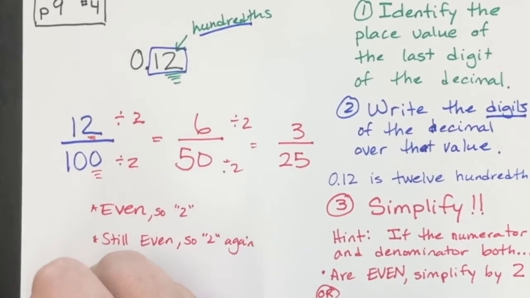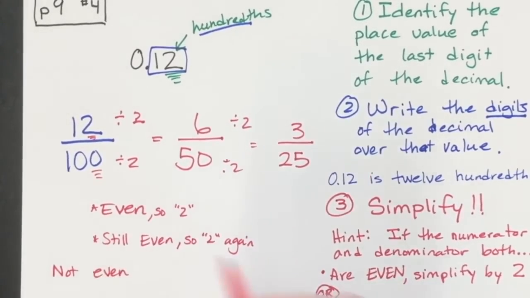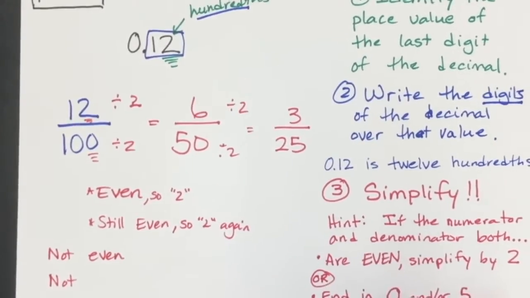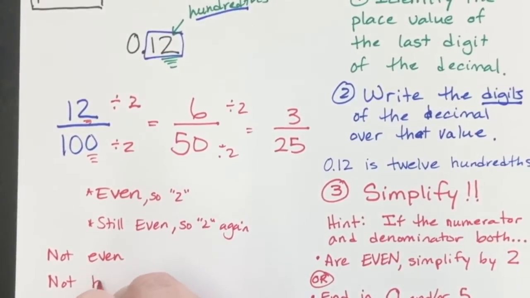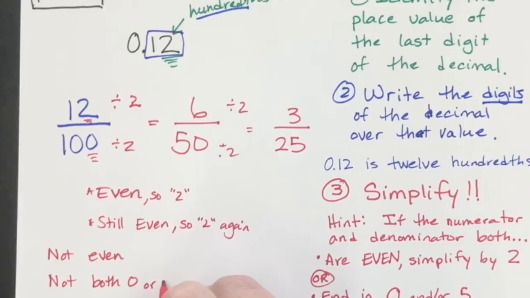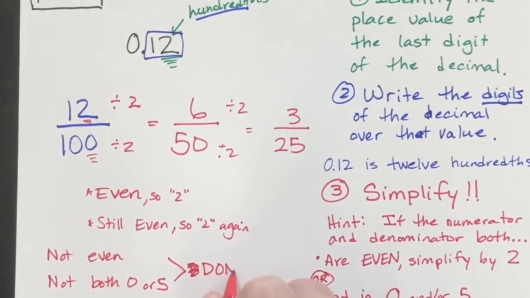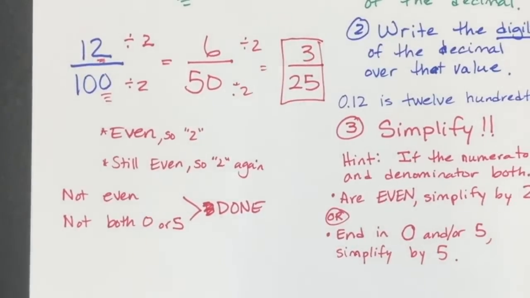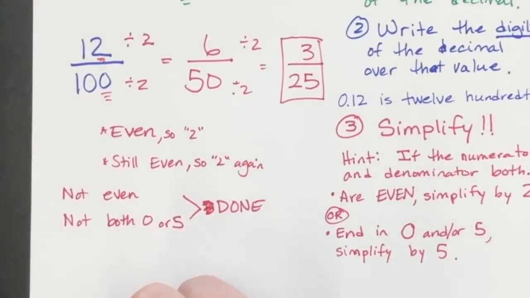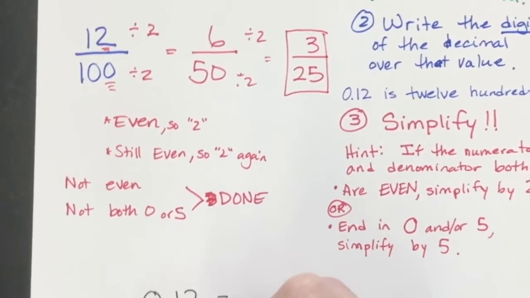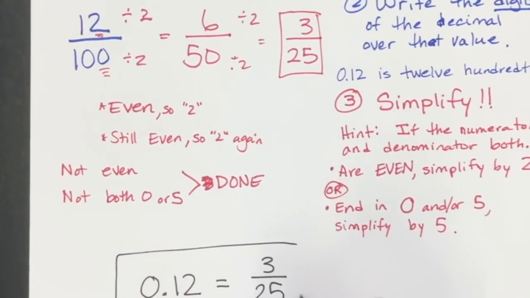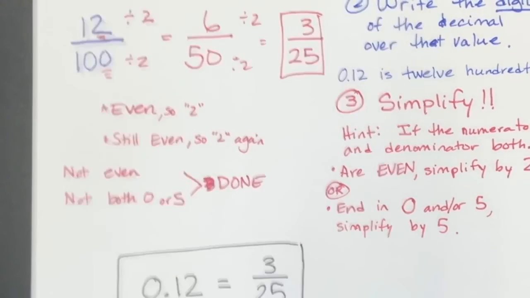Well now, 3 doesn't end in a 5, it's a 3, and 25, and neither one of them is even. So they're not even, can't simplify by 2s. They don't both end in zeros or 5s. So that's it, you're done. That is the simplified fraction. And so our final answer is 3 over 25, 3/25, and so we can write that 0.12 is equivalent to 3 over 25, and that is it.